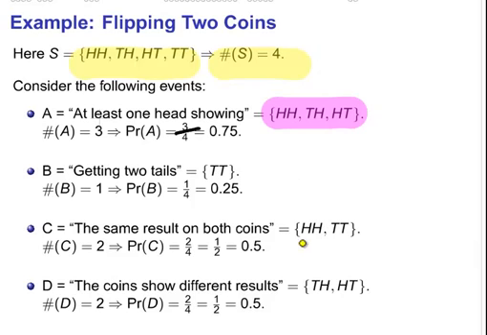Likewise, we have 2 sample points here, so the probability of that is 2 out of 4, 0.5, a 50-50 chance. And likewise, the coins show different results: 2 sample points out of 4 possible sample points, so the probability of that is 50% also.